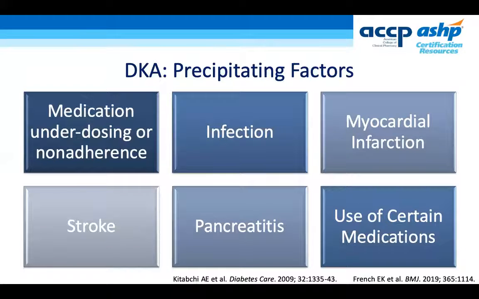The most common precipitating factor for DKA is non-adherence to their diabetic regimen, most often insulin. However, other stresses on the body can also precipitate DKA as well. Things like infection, myocardial infarction, stroke, pancreatitis, and also use of certain medications.